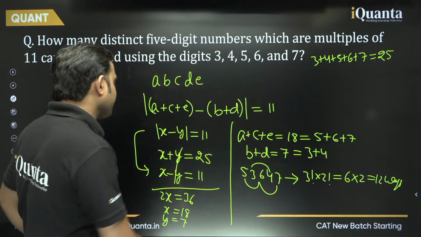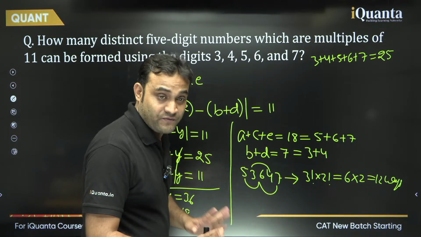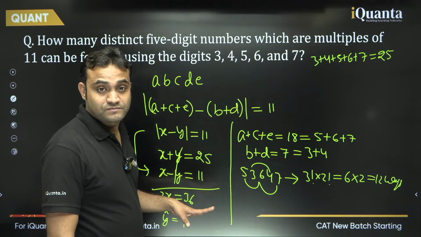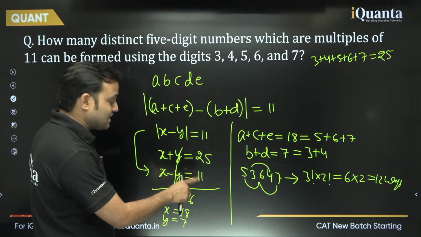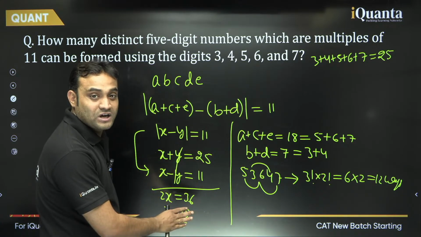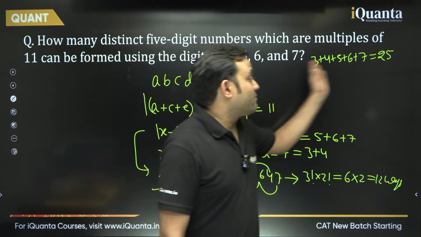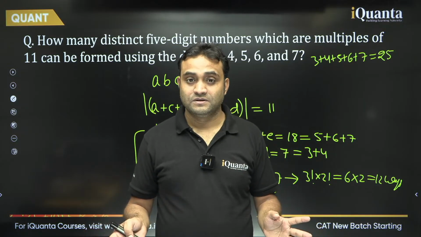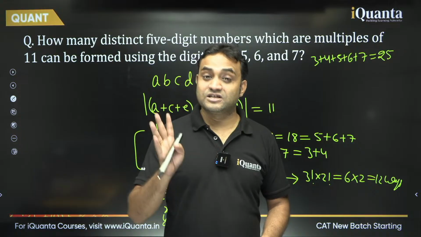Now, if I am taking x minus y is equal to minus 11, it won't work. Why won't it work? Because if x minus y is equal to minus 11, then if I add, 2x will become 14, where x will become 7. Now, the sum of any 3 numbers out of these 5 cannot be 7. So we cannot take that possibility or any other possibility. There is only one way.